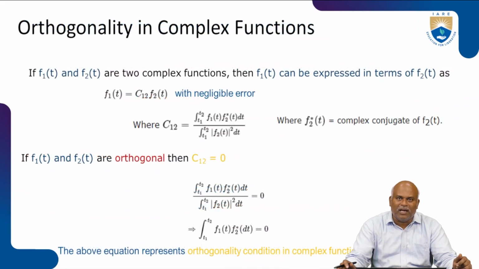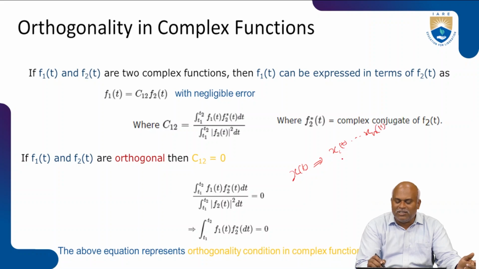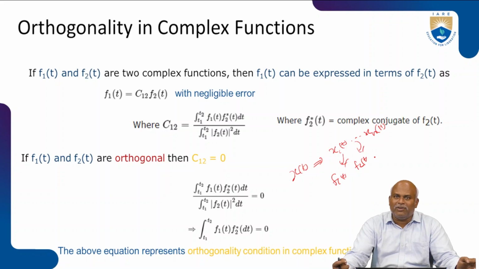Next case, we go for the orthogonality in the complex function. So now we take two different functions, that is f1 of t and f2 of t, in the signal. So take x of t, this x of t is going to be divided into many parts, that is x1 of t up to xn of t. We consider one of the parts as f1 of t, and another we represent as f2 of t, that is called the functionality. If we take the functionality in the condition, both vector as well as magnitude are going to be present in the system.